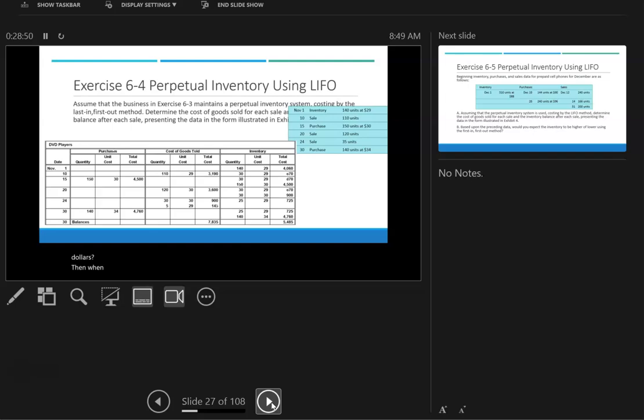Then when we sold another 35 units, 30 of those units will be the last ones we purchased at $30. Now that latest purchase is gone, so we have to grab 5 units from the beginning inventory. And what's left on hand then are the 25 units from the beginning inventory. Then again, we purchased 140 units at $34. Does that make sense? So you can see how your balances flow because you're going to keep it updated all the time. Any questions?